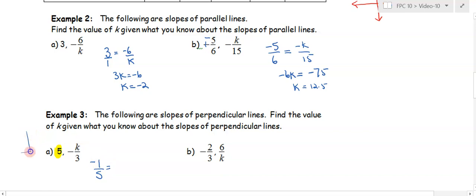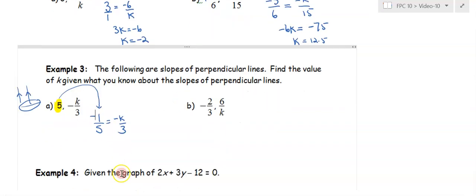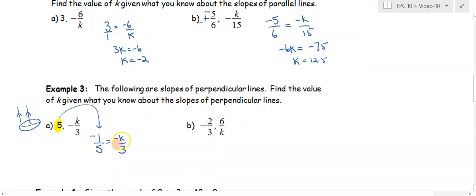Now, it's kind of like if I had two perpendicular lines and I took the opposite reciprocal of one of them, they'd now both be parallel. So now you can say they are equal. So I just take the opposite reciprocal of one of them and then make it equal and do exactly what I was doing in the last question. I would solve. Negative 5k equals negative 3, divide both sides by negative 5, and I would get k is 3 over 5.